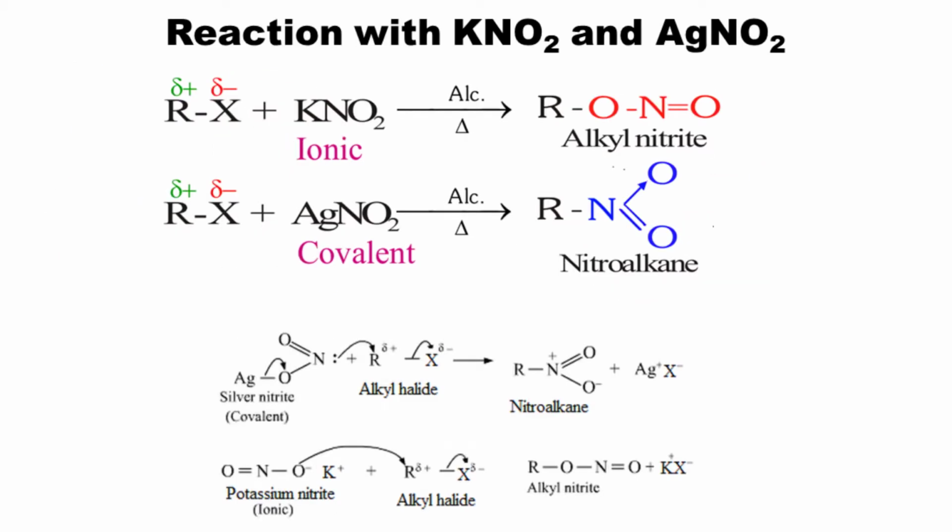The same can be said for a reaction of RX with KNO2 and AgNO2. KNO2 being ionic and AgNO2 being covalent. You end up getting different products for the exact same principle. So in terms of KNO2, you end up getting a nitrite, whereas AgNO2 gives you a nitroalkane.